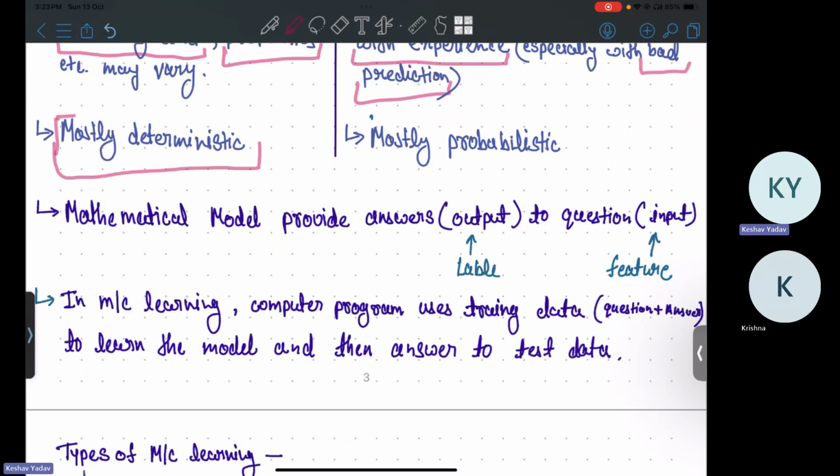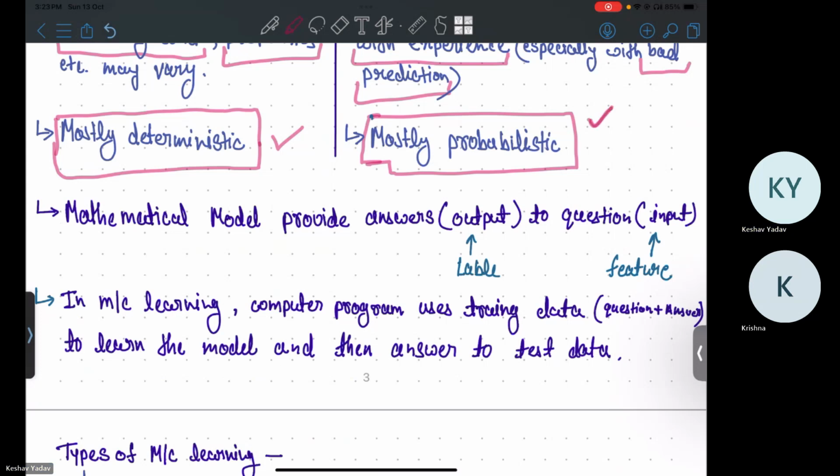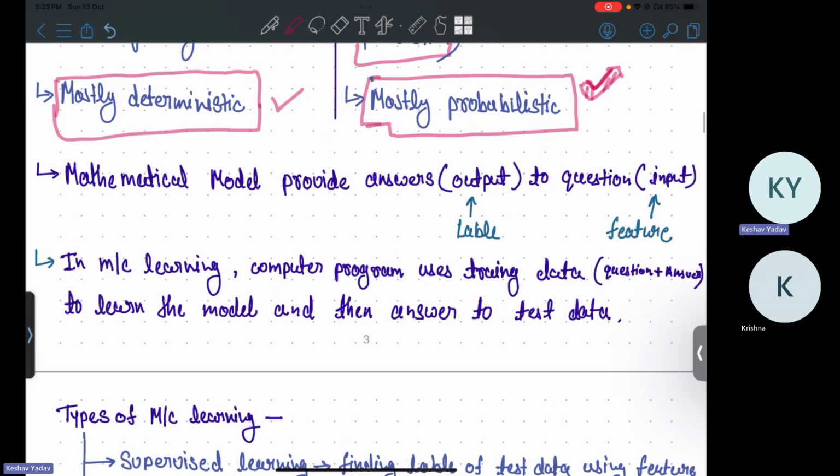So since the model is rigid, the traditional models are generally deterministic in nature, while machine learning models are predicting a value, so some probability is involved with the prediction. That's why these are mostly probabilistic in nature.